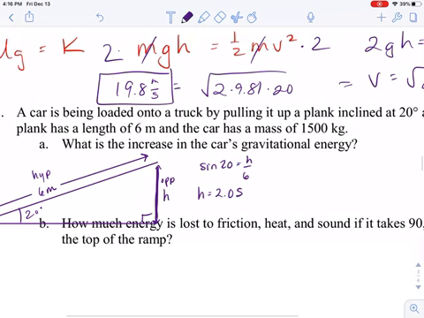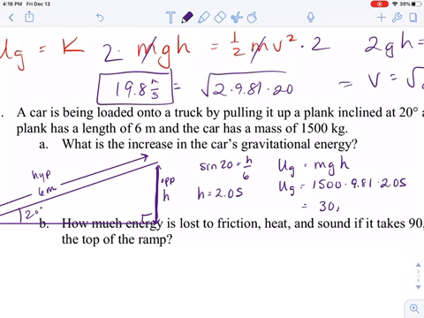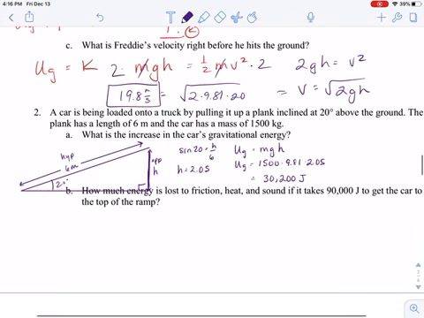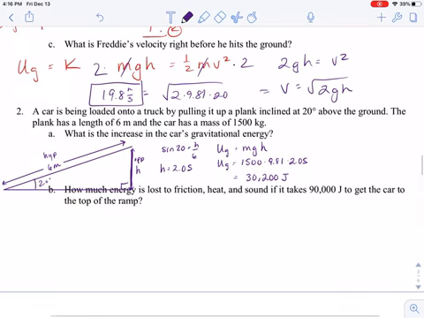And then to solve for gravitational potential energy, I'll solve mgh. So that's 1,500 times 9.81 times 2.05. So that's 30,196, or about 30,200 joules. How much energy is lost to friction, heat, and sound if it takes 90,000 joules to get the car to the top of the ramp?